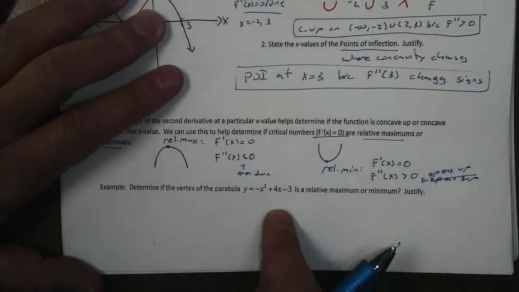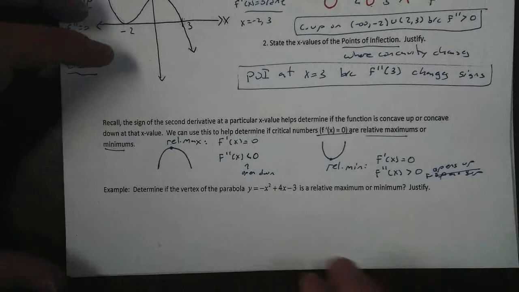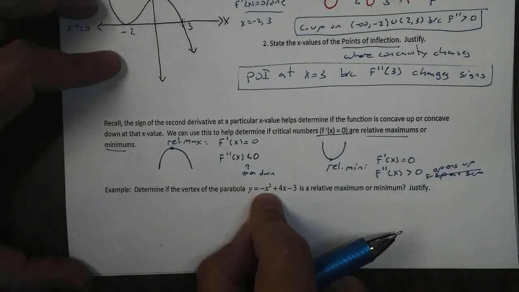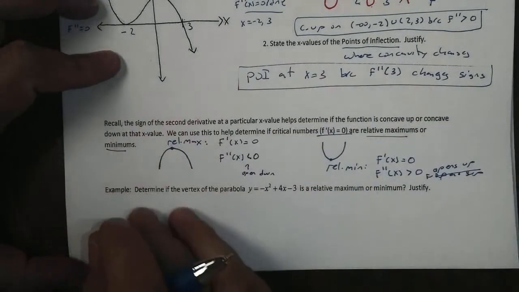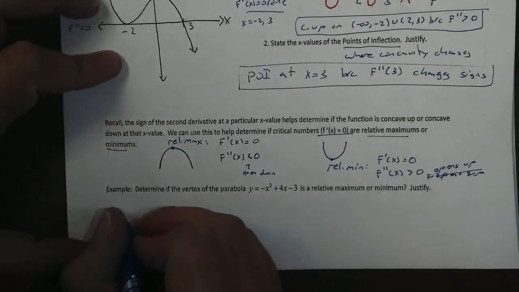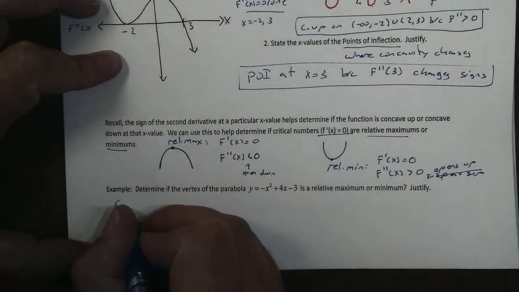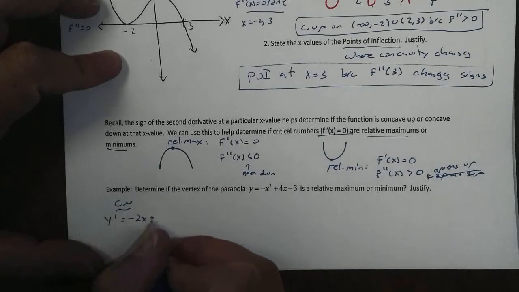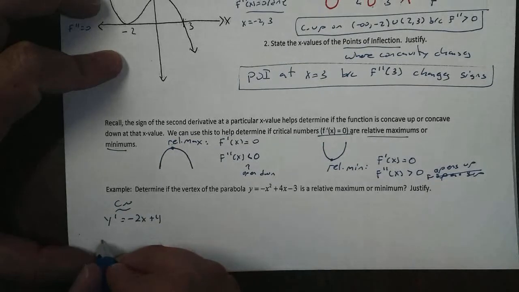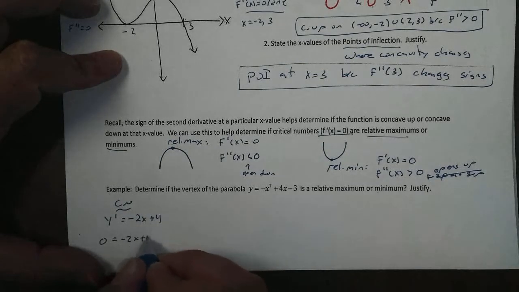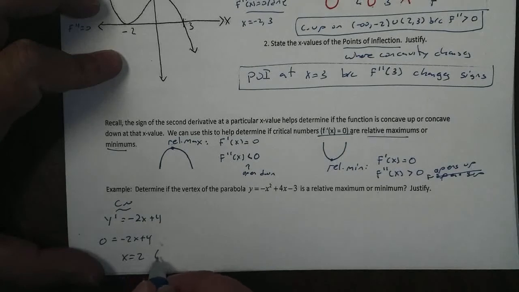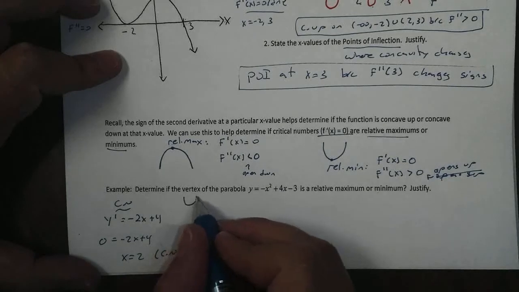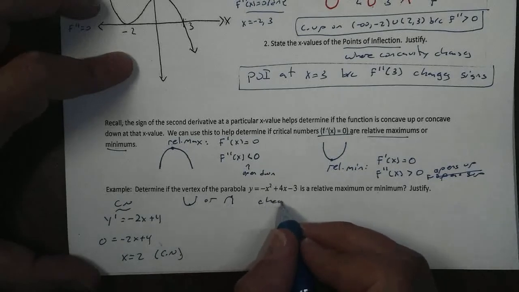So let's use that. Determine if the vertex of this parabola is a relative maximum or minimum. We should know this. This is a downward facing parabola, so we should have a maximum. But let's see if our second derivative test works. First, we've got to find the critical number. So y prime would be negative 2x plus 4. Find the critical number. We're going to set that equal to 0. We get x equals 2. So there's my critical number. At this point, we have either a minimum or a maximum. Well, to do this, we're now just going to check the concavity.